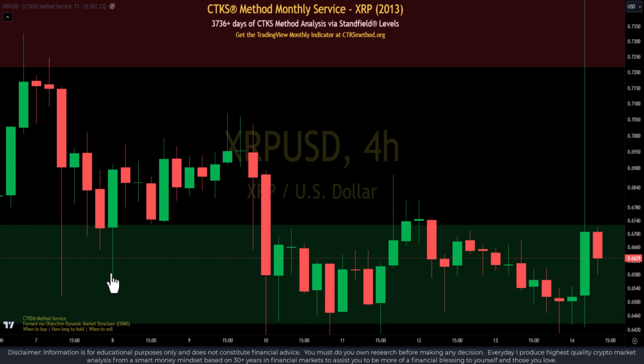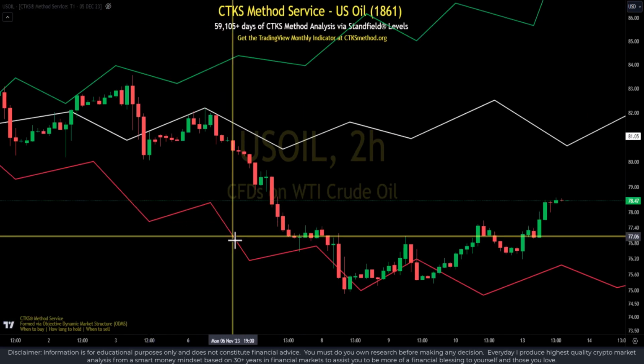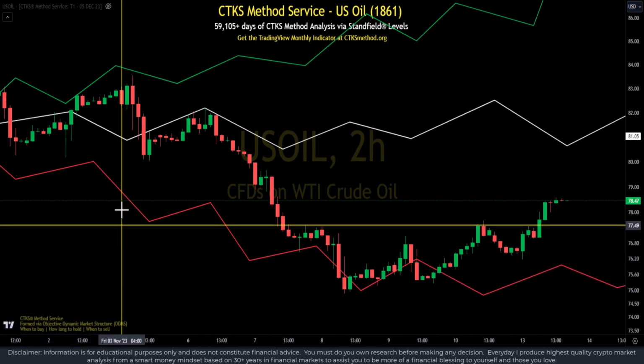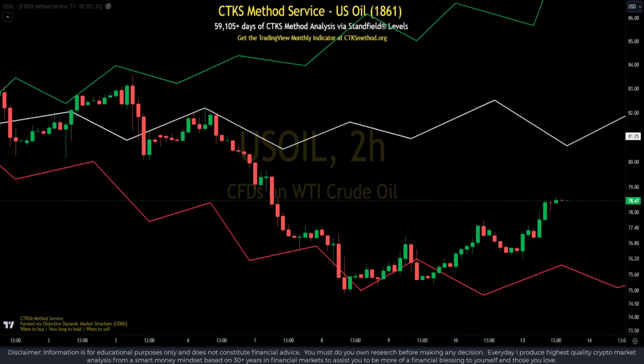When you understand the system, when you understand how to do level 1 and level 2 standard certification, it will be an eye-opening experience on the markets. And that's every market. It's applicable to everything, not just crypto. You'll also be able to learn how to draw these CTKS Method paths that can help you to predict where price could be going next.